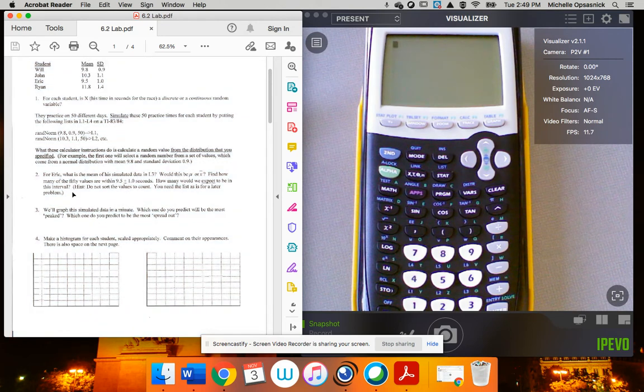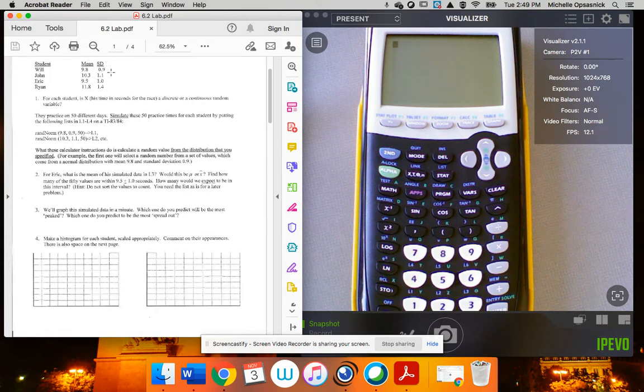I'm going to go ahead and walk you through how you can use your graphing calculator for the 6.2 lab simulation. So here we have 4 different athletes that are part of a relay, and we're looking at their individual race times. So for example, we have Will here who has a mean of 9.8 and a standard deviation of 0.9. We're going to assume that all of these students' race times follow a roughly normal distribution.